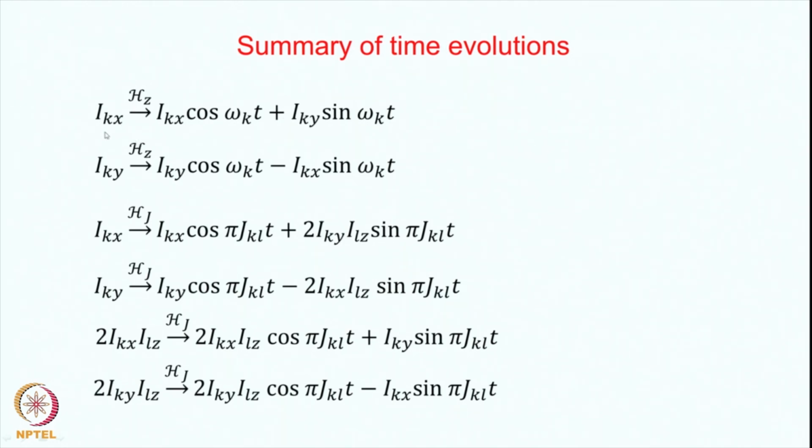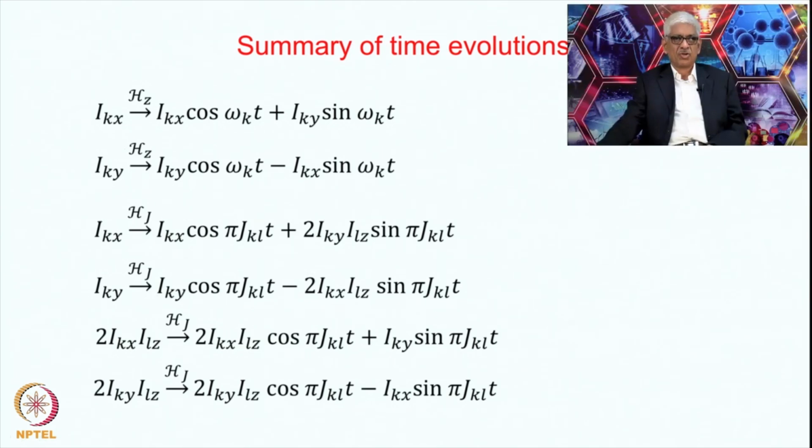This I have written for K spin, but it can be for any other spin, L spin, M spin, whatever. So in your density operator expression you may have a combination of all of these, and then each one of them will evolve with its own characteristic frequencies as are indicated here.